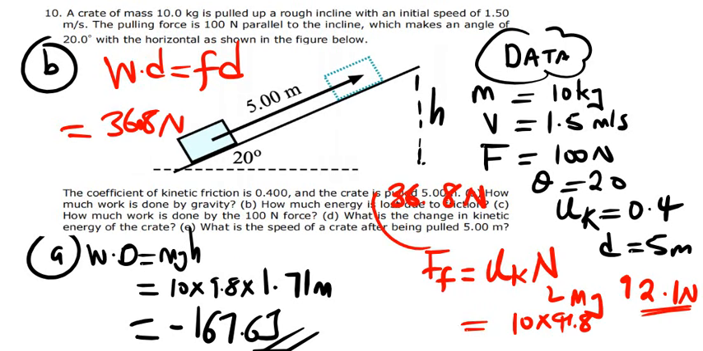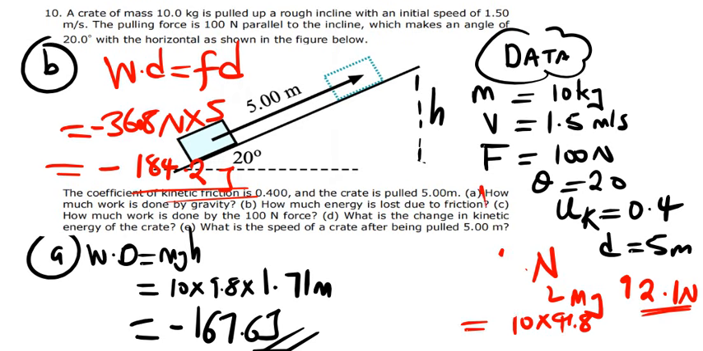Now don't forget, this is friction. Friction always opposes motion, so I'm going to put a negative multiplied by the distance. The distance, we've been given that it is 5 meters, so I'm just multiplying now. Negative 36.8 multiplied by 5, I'm getting negative 184.2 joules. This will be the work done due to friction.